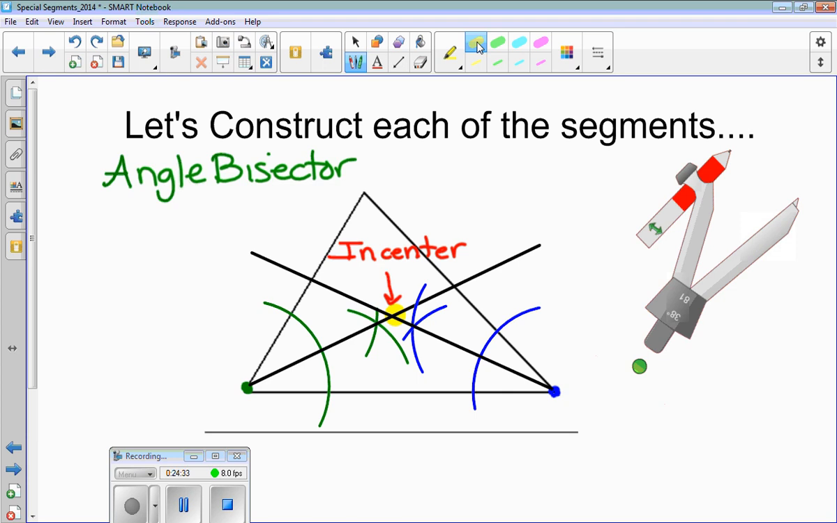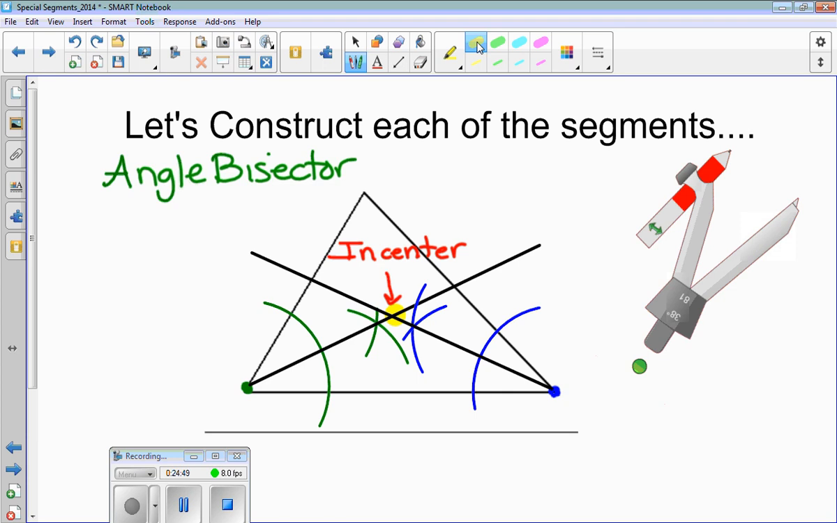Only in an equilateral triangle will it be exactly in the middle. It's rarely in the middle. Okay? Is that one word or two? One word, incenter. It's one word. You do need to know these vocabulary words.